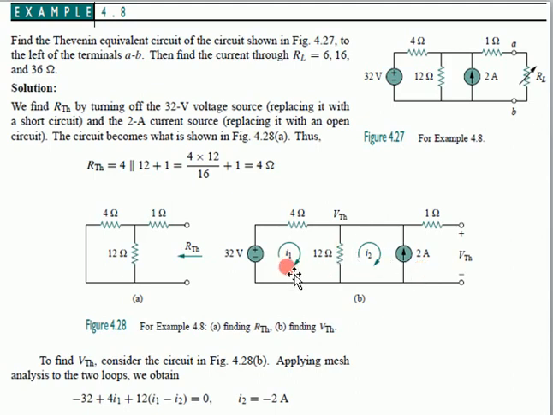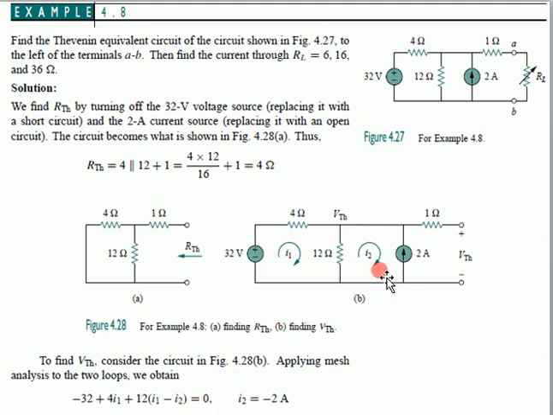So first of all, when we apply the mesh analysis in loop 1 where the current I1 is flowing, then we will get the equation: minus 32 plus 4I1 plus 12 into, here you see this, both currents are flowing in the opposite direction, that's why 12 into (I1 minus I2) is equal to 0.